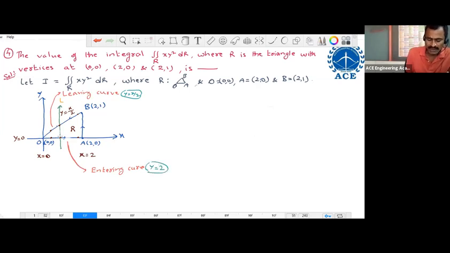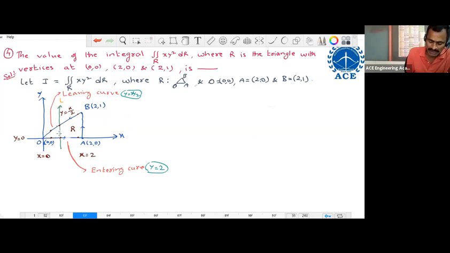So the line will start from y equal to 0 and end with y equal to x by 2 only. Like this, we can draw the lines from 0 to 2. For each value of x, y will vary from 0 to x by 2 only. These are the y limits only. Just draw the line parallel to the axis, and get the limits like this.